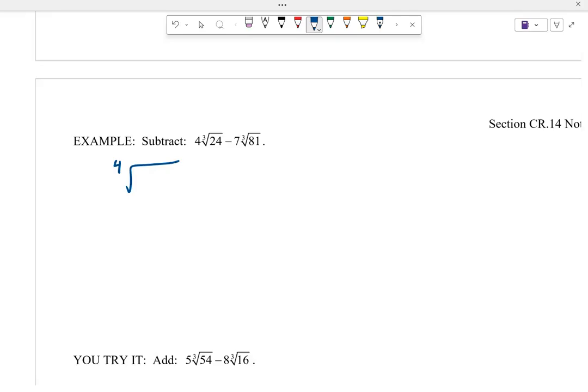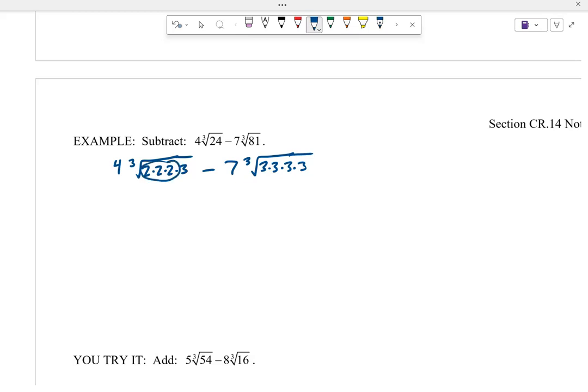Oops, wrote that wrong. 4 times the third root of 24. So 24 is 8 and 3. 8 is 2, 2, 2. Minus 7, I got third root of 81. Well, 81 is 9 and 9. 9 is 3 and 3.